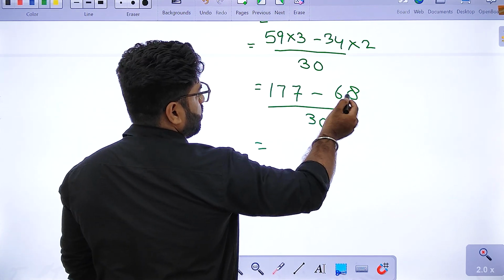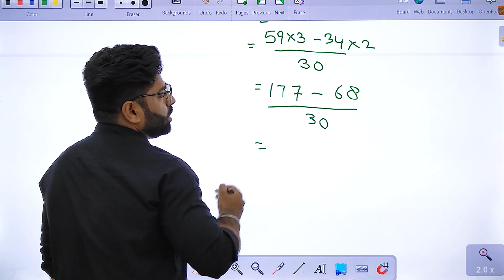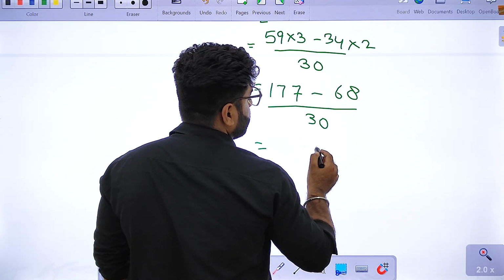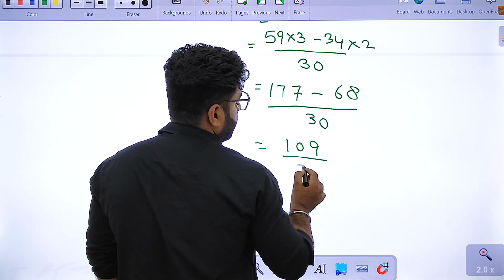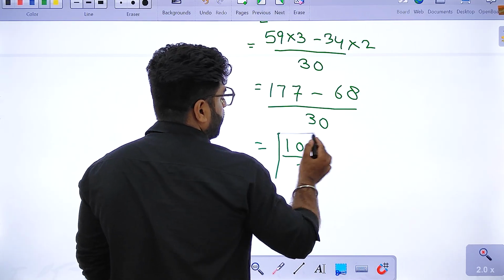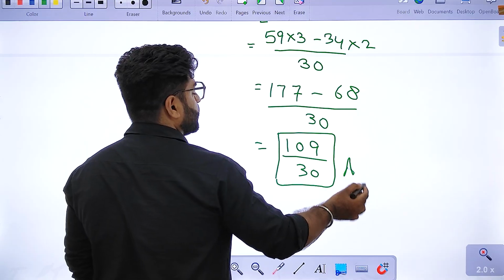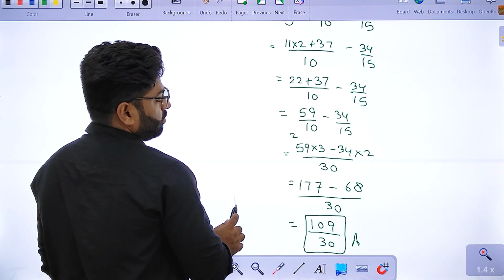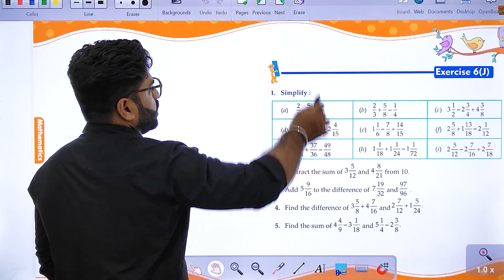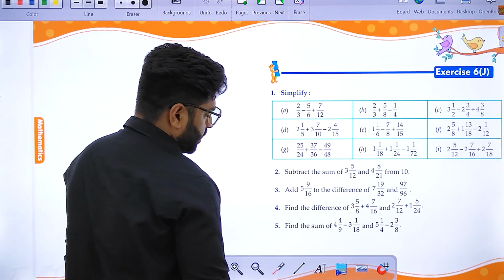Now we are having these two numbers, so we are going to subtract. That is 9, this is 0, and this is 1, over 30. So we are having 109 by 30 as the answer. Okay, now come to our next part.